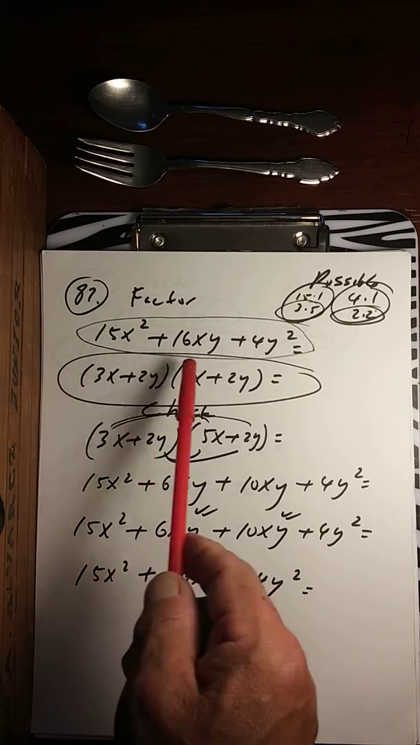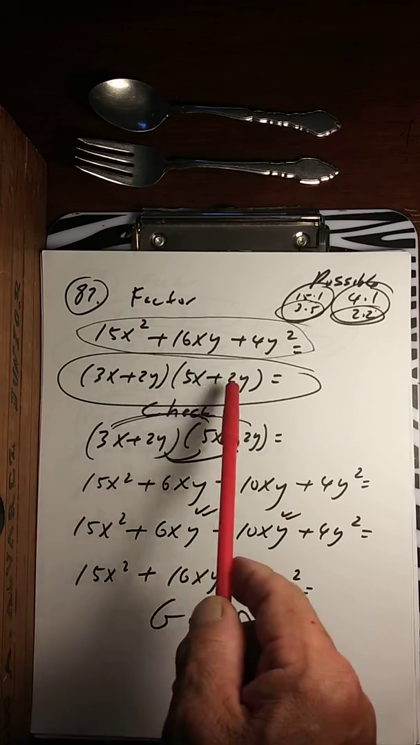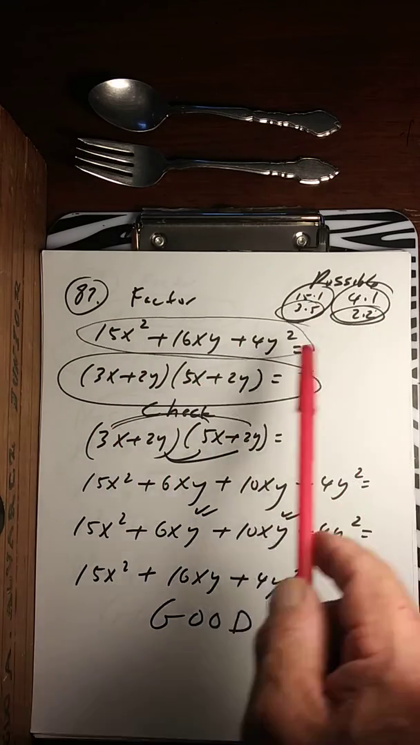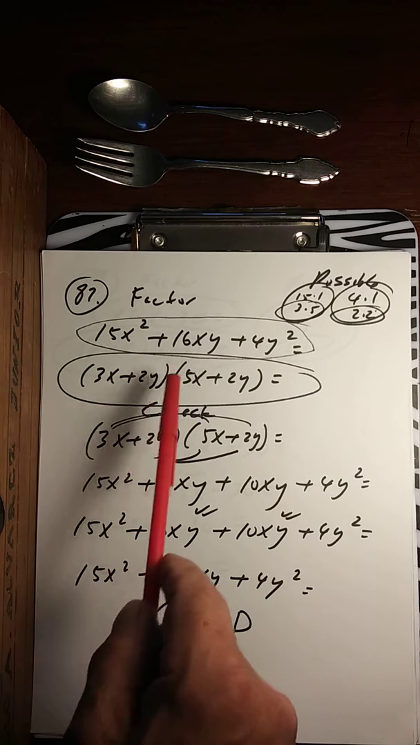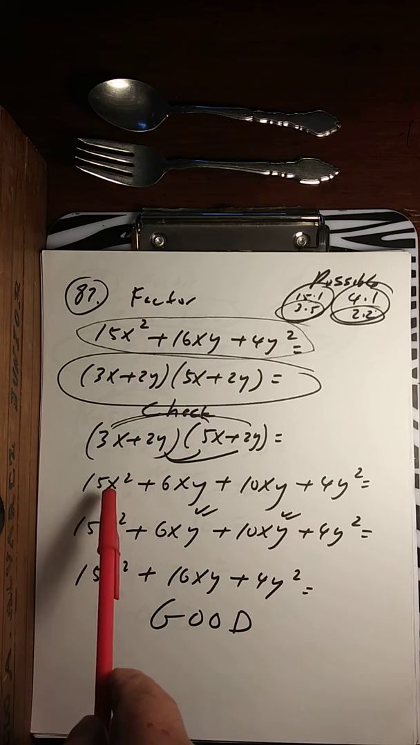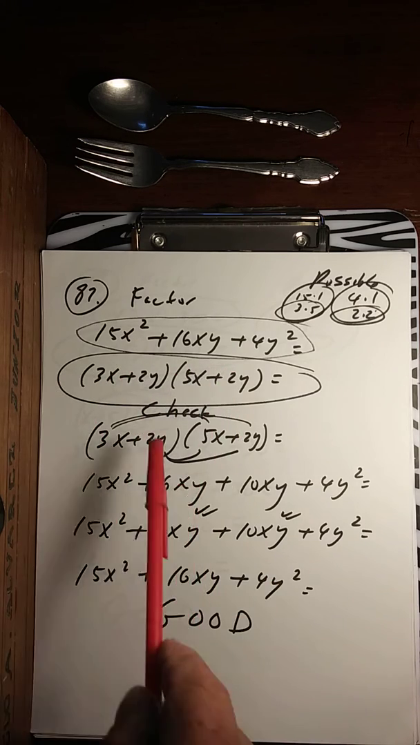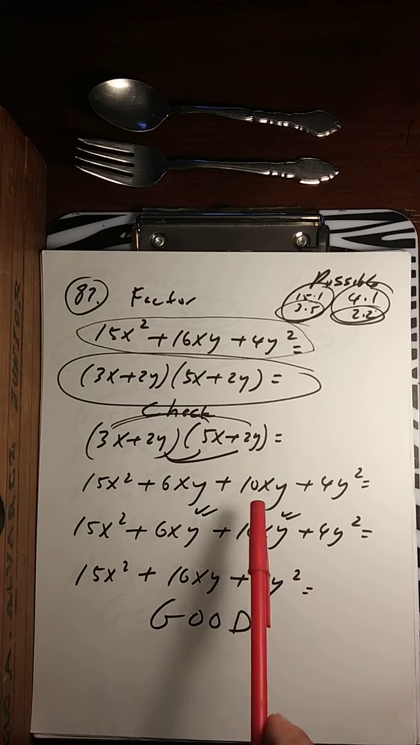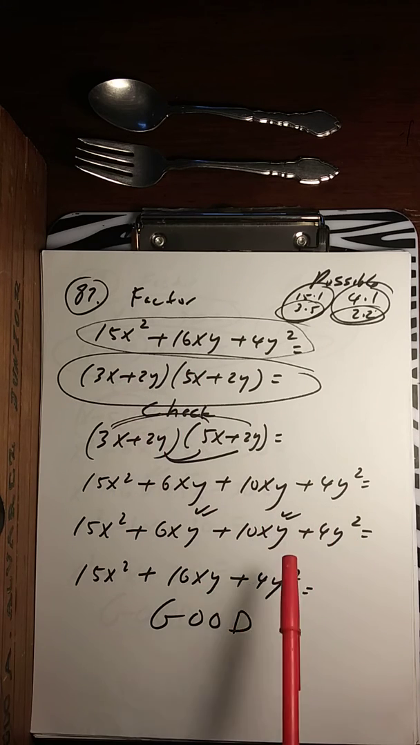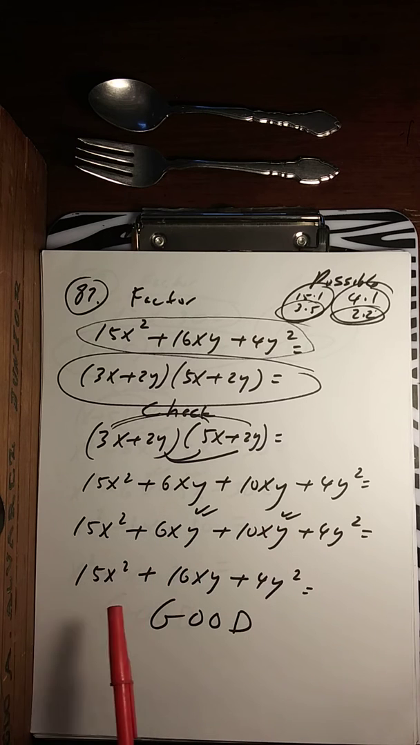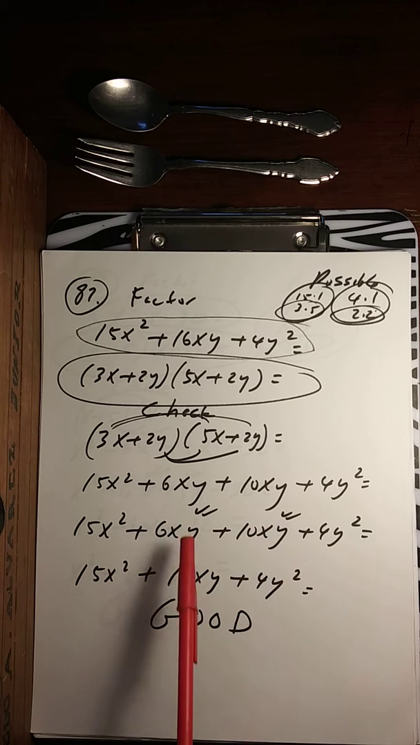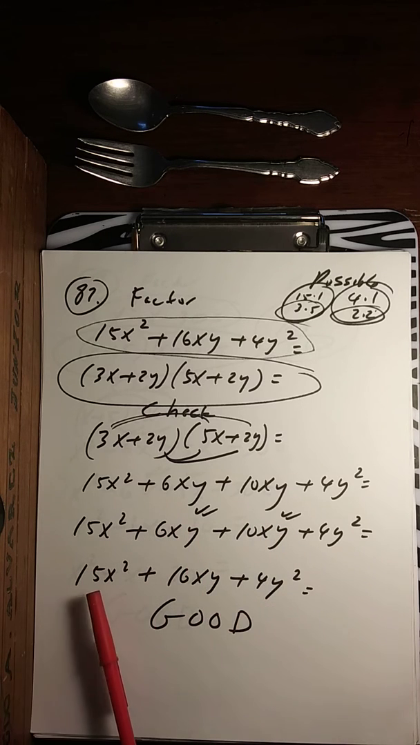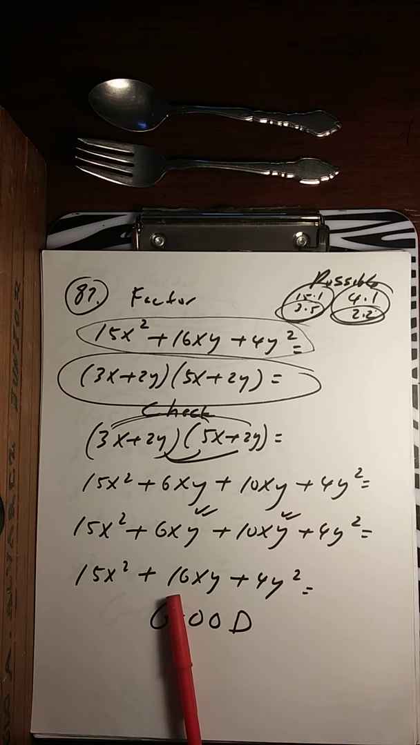For this one, I say that it's going to be 3x plus 2y, 3x plus 2y. The numbers are possible. So now you have 15x squared, 6xy, 10xy, and 4y squared. But we can add these right here. So 15x squared plus 16xy plus 4y squared. Does this 15x squared plus 16xy plus 4y squared match that one? Yes.